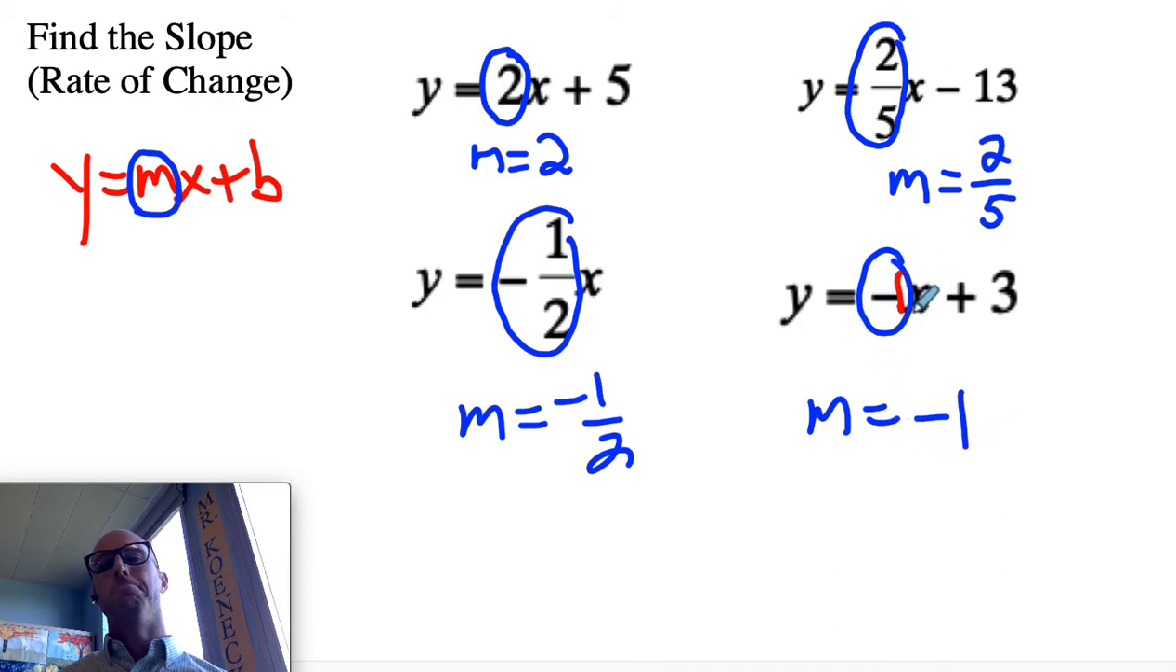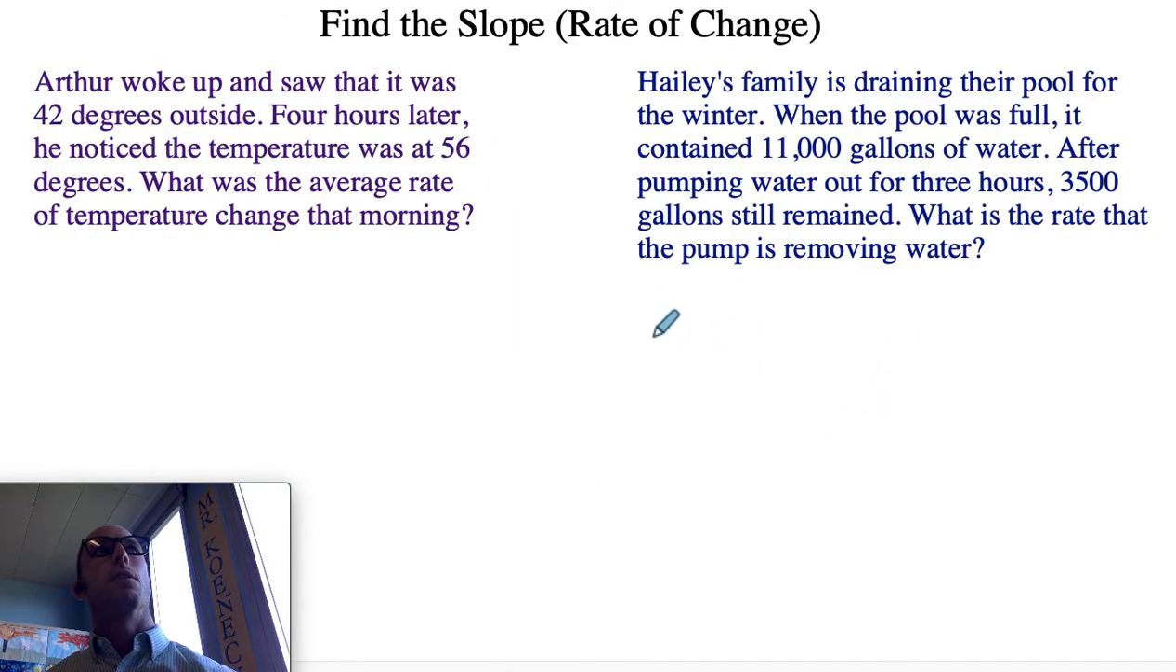So with equations, you pick it straight out. It's that m value when it's in that form. Last thing I'm going to do is talk about a couple of scenarios. Arthur woke up and saw that it was 42 degrees outside. 4 hours later, he noticed the temperature was at 56 degrees. What was the average rate of temperature change that morning?